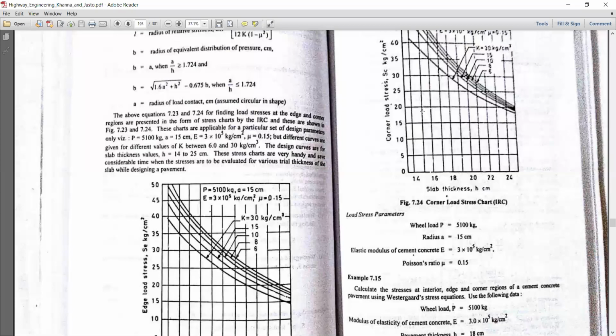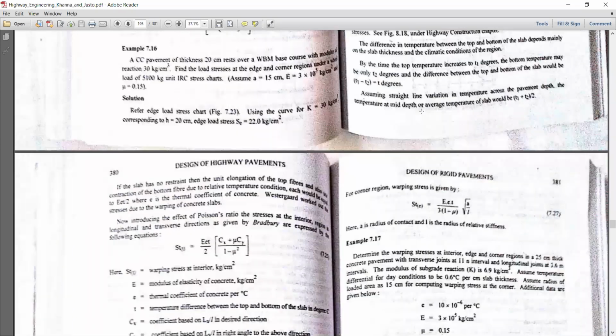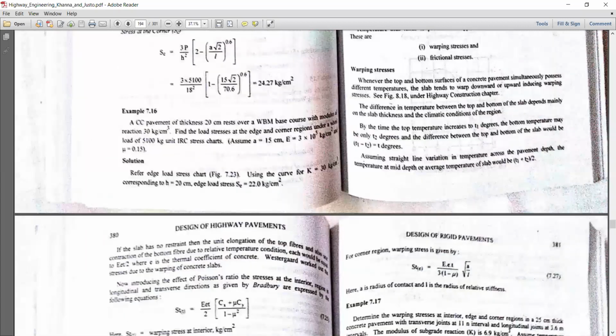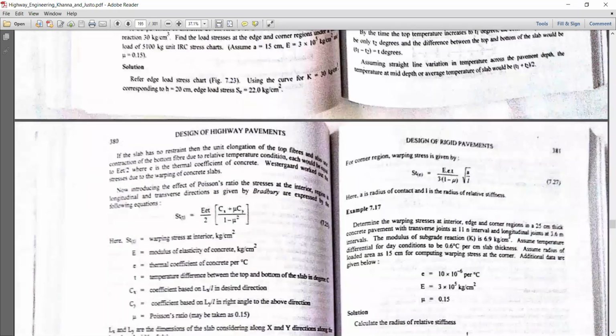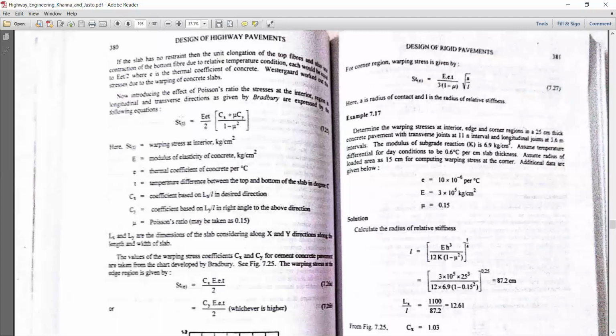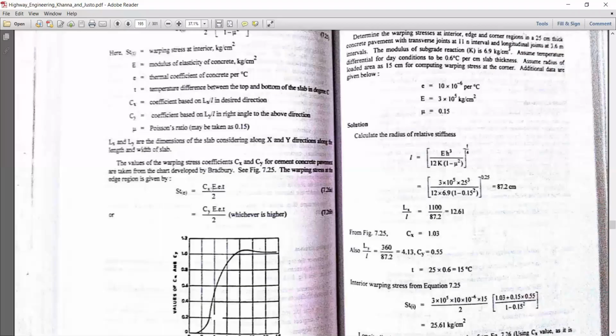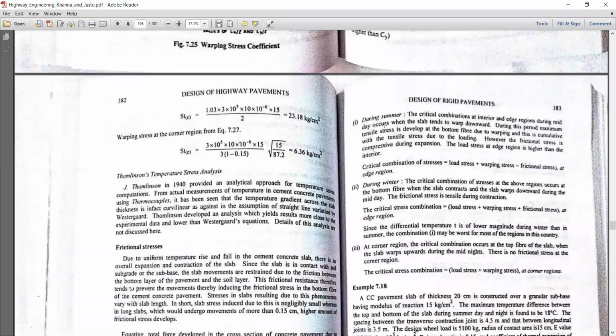After that, warping stress is based on the warping down and warping up of the cement concrete slab, or we can call it bending down and bending up of the concrete slab, because of the expansion and contraction or temperature variation on the slab. By considering warping down and up, the stresses can be calculated in a warping condition, that is, warping stress at interior, warping stress at edge portion and warping stress at corner portion. By knowing normal stress and warping stress, the further part is frictional stresses.